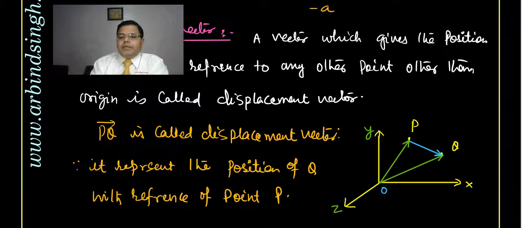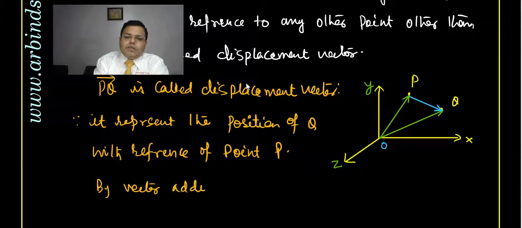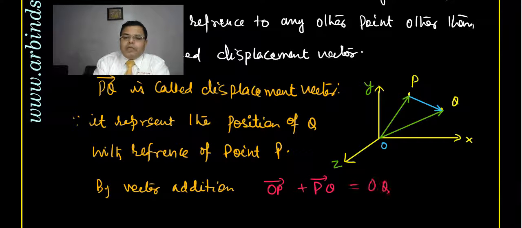So by vector addition, we can say OP plus PQ is equal to OQ. Vector OP plus PQ is equal to OQ in the head-tail system. The head of one joins the tail of another, that is tail to head, and this is the joining. So this is called vector addition.